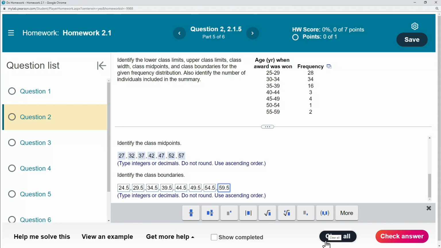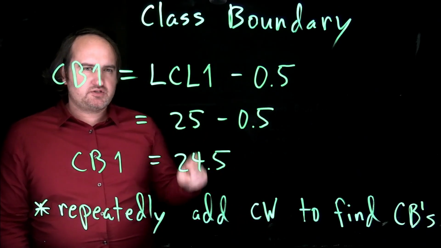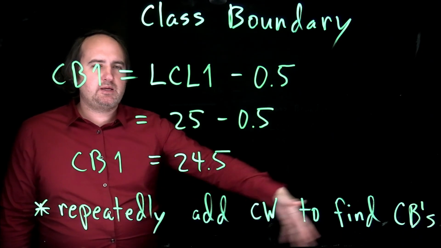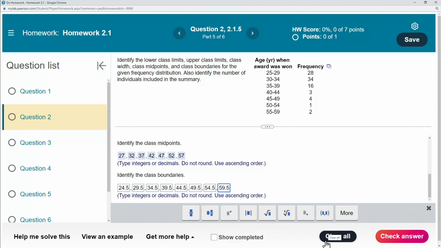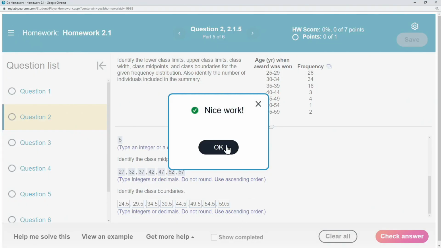So just like all of these other things that we calculated, like the class midpoints and the lower class limits and the upper class limits, you can very easily just use the formula to get the first class boundary, and then you repeatedly add the class width to find all of the other ones. Okay, so check answer, nice work.